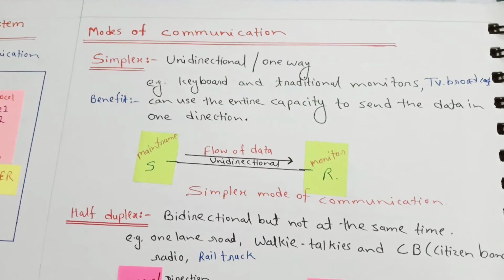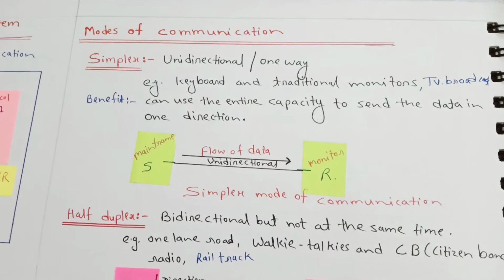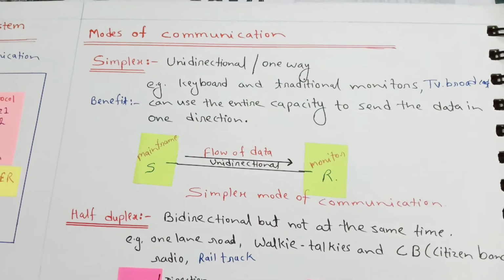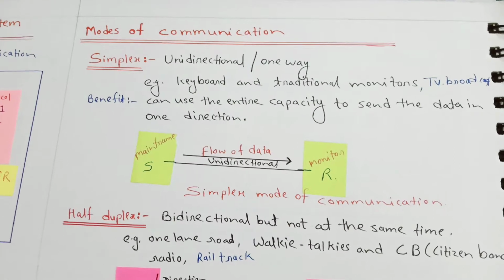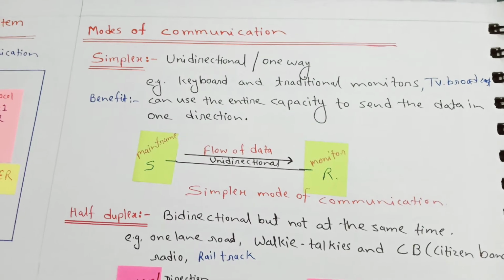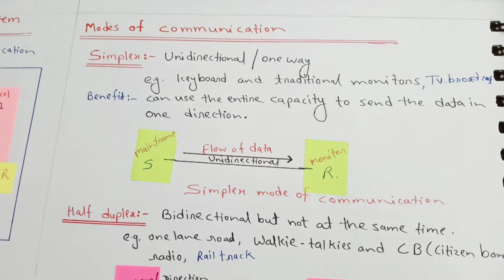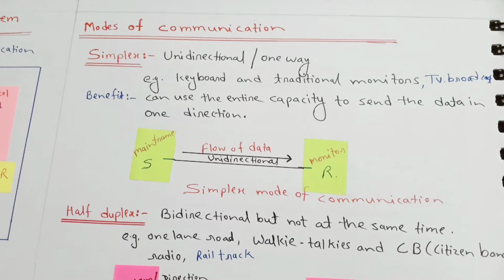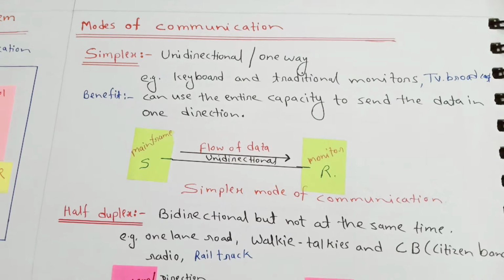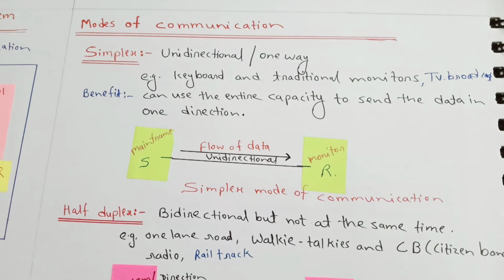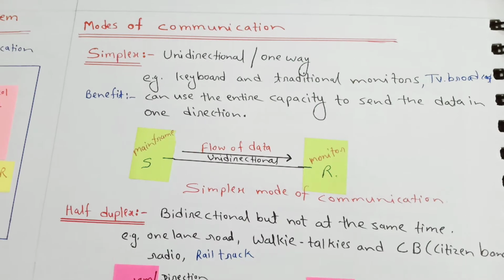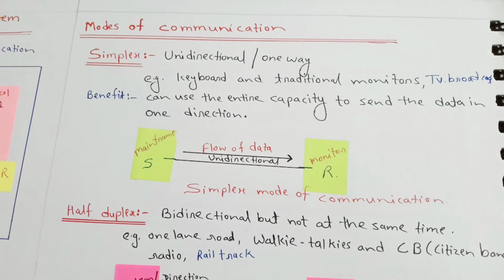What are the modes of communication system? There are three modes of communication system. In which way we will communicate, how we will communicate, these are called modes of communication. There may be a simplex mode, or it may be half duplex mode, or it may be full duplex mode. Simplex mode is unidirectional and one way, and we can send data in one direction and not in both directions.